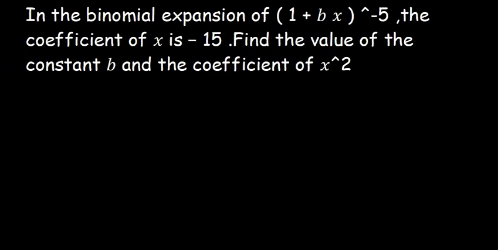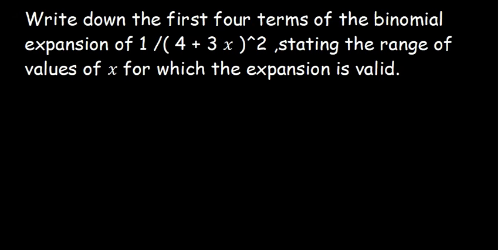I've got some interesting questions to make sure that we've understood the concepts of binomial expansion in the form of 1 plus x to the power n. Question 1 says, in the binomial expansion of 1 plus bx to the power negative 5, the coefficient of x is negative 15. Find the value of the constant b and the coefficient of x squared. The other one says, write down the first 4 terms of the binomial expansion of 1 over 4 plus 3x to the power 2, stating the range of values of x for which the expansion is valid.